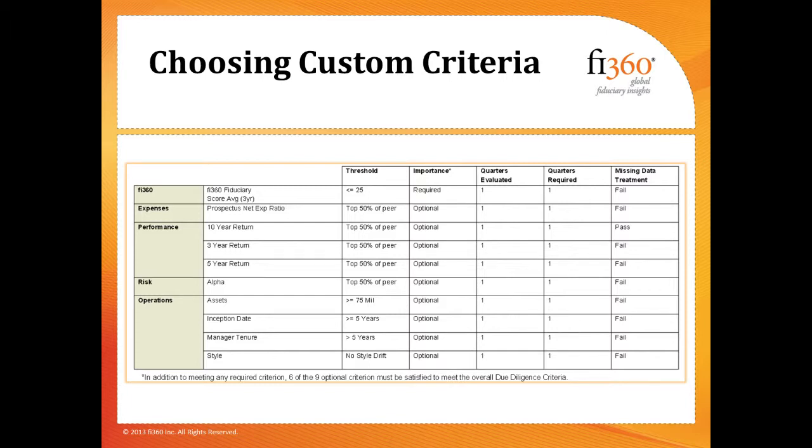and then there's also missing data treatment. So in this case we have a pass in our 10-year return. So some funds that are in a portfolio may not have a 10-year return. If they do, we're going to look and see if they're in the top 50th percentile. If they don't have data, we're going to give it a pass for that. We're not going to count it against it just because it doesn't have the history.